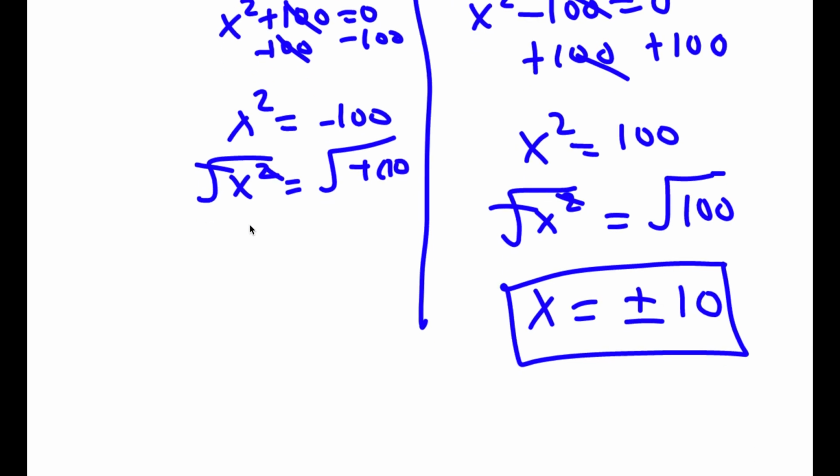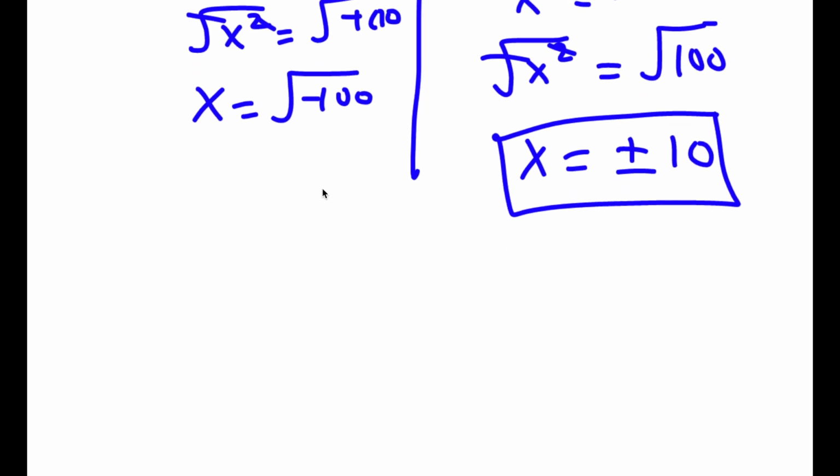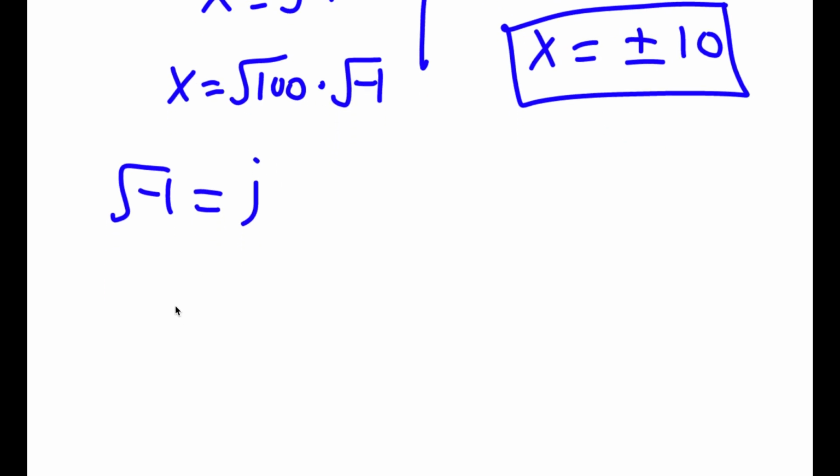So then these two cancel out, left with x is equal to square root of negative 100. Well, the square root of negative 100, I can rewrite this as the square root of 100 times the square root of negative 1. And if you guys already know the square root of negative 1, this is equal to the imaginary number i. So now I have x is equal to the square root of 100, i.